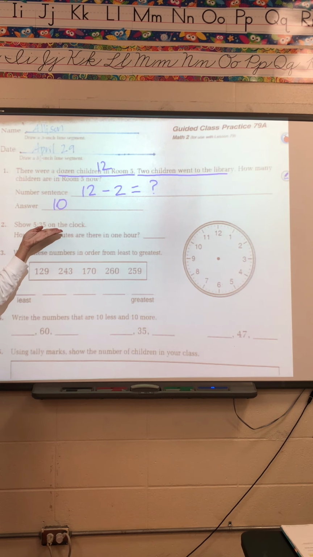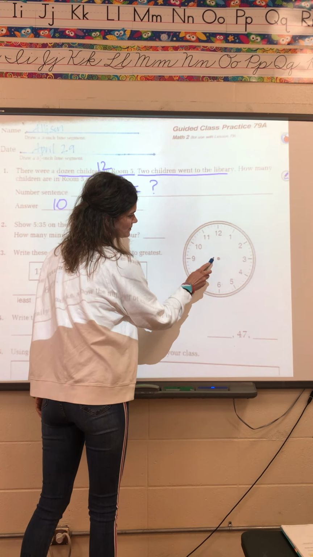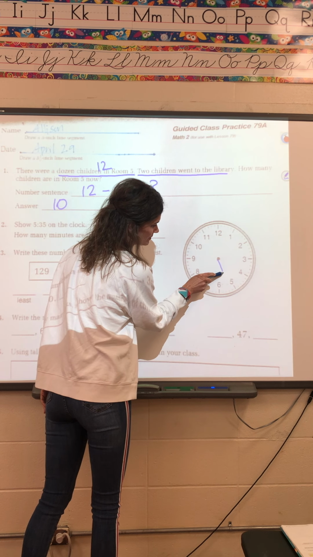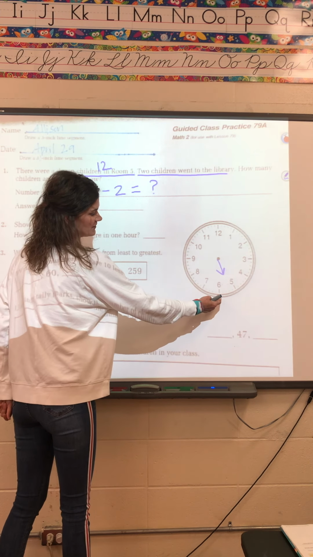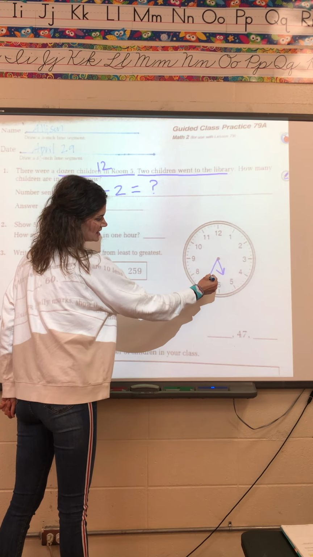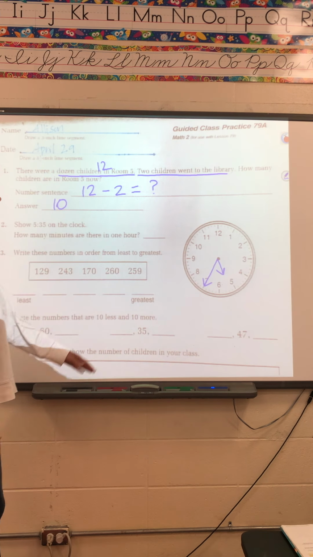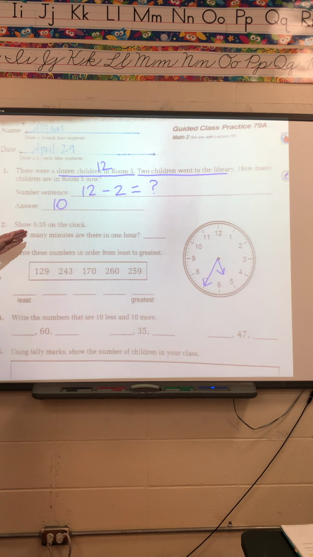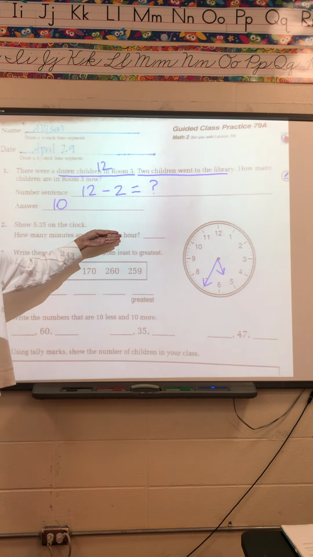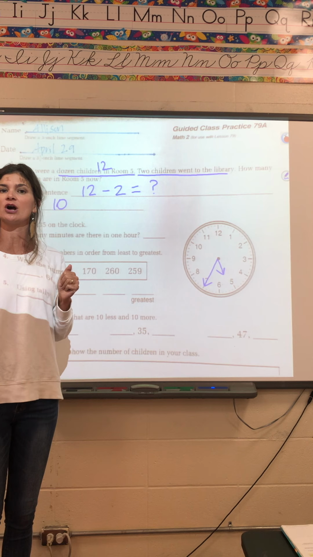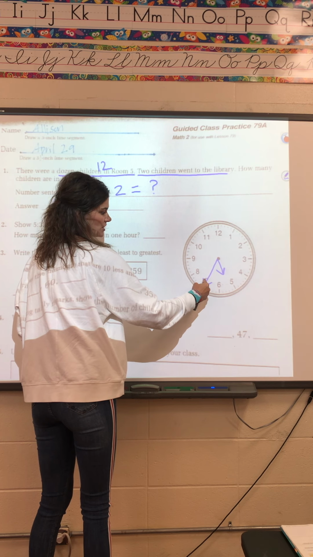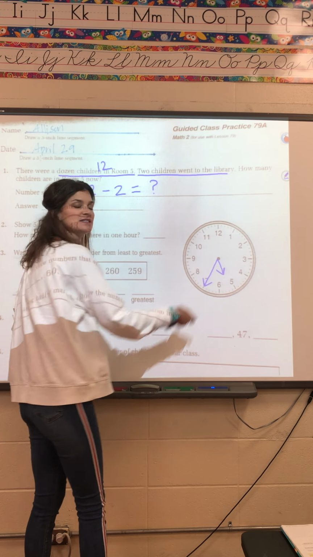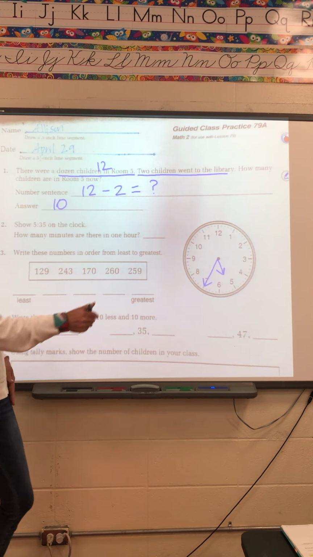Here it says it shows 5:35 on the clock. Okay, so my hour hand, my short hand, is going to be past the 5, in between the 5 and the 6. And my long hand is going to be at 35. If I know 6 is 30, then 7 is going to be 35. So my clock now reads 5:35. How many minutes are there in 1 hour? Let's count. 5, 10, 15, 20, 25, 30, 35, 40, 45, 50, 55, 60. There are 60 minutes in 1 hour.